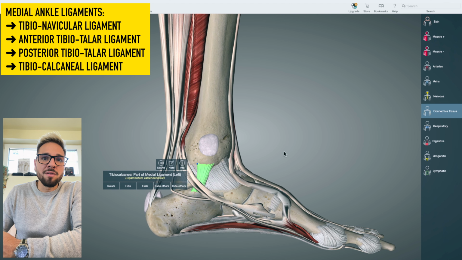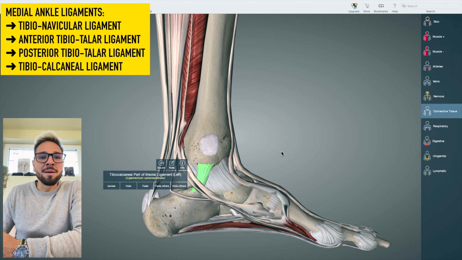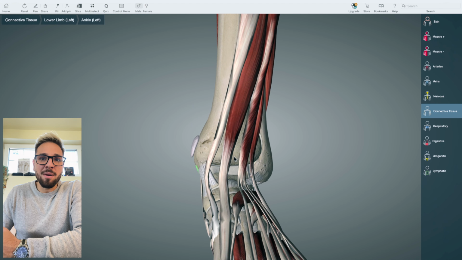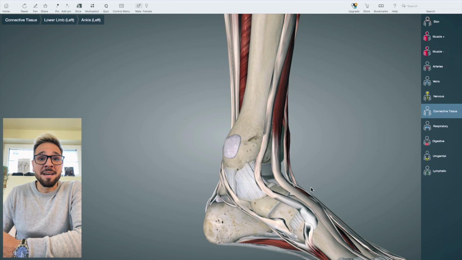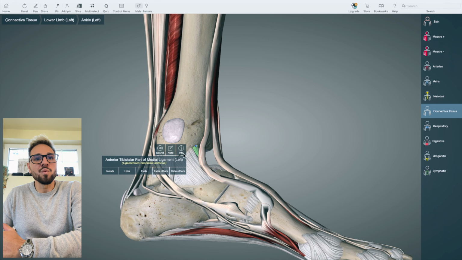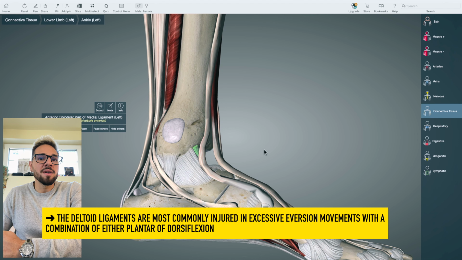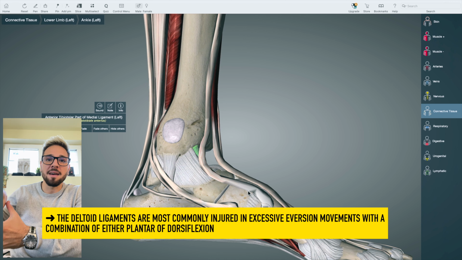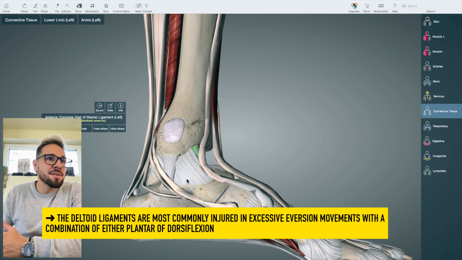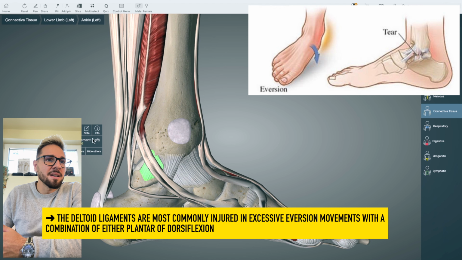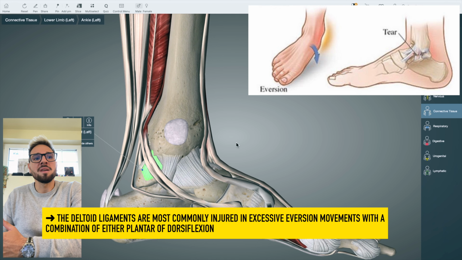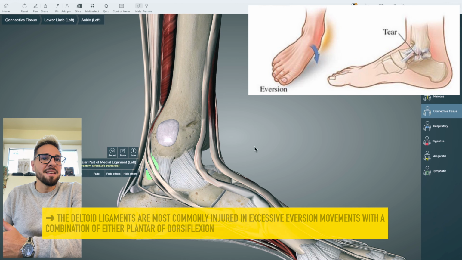And finally, we've got the tibio-calcaneal ligament, which is the one on the side, which is essentially the replica of the calcaneofibular ligament on the other side. You can just imagine what kind of movements would create an injury here. So again, eversion plus plantar flexion when the foot hits the ground and the toes are facing out. For the anterior tibio-talar ligament, the same goes for tibio-navicular with eversion as well. And for the posterior tibio-talar ligament, it will be dorsiflexion, but again, eversion as well.